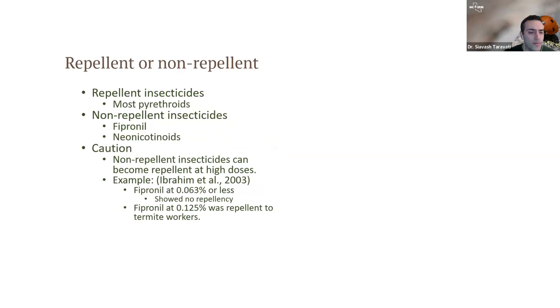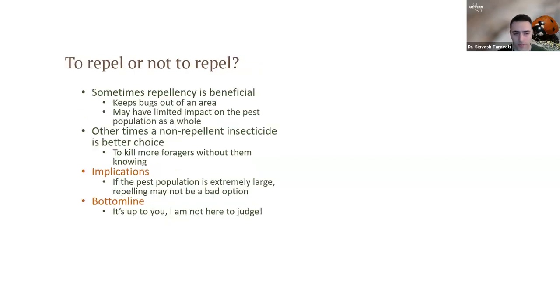So I mentioned, most pyrethroids, and then you have non-repellent insecticides that are designed to maximize kill, because insects have no idea what's going on. They cross over the material and then die. However, just a word of caution, if you use too much or a high concentration of these insecticides, they can show repellency too. Here's a study showing that when you use a higher concentration of fipronil, you can get repellency in termites. And it applies to all other groups.